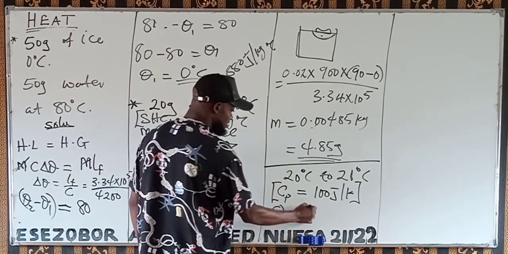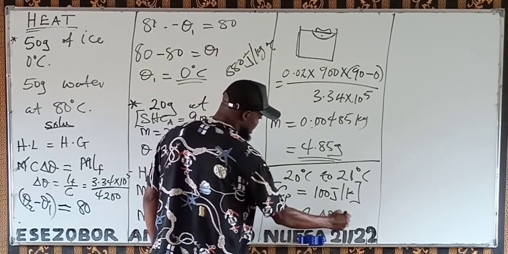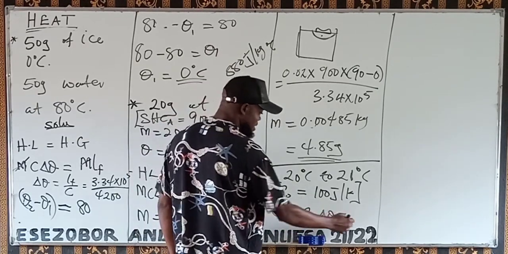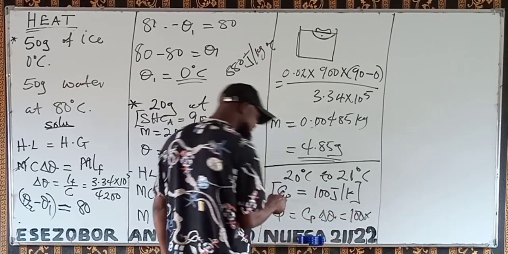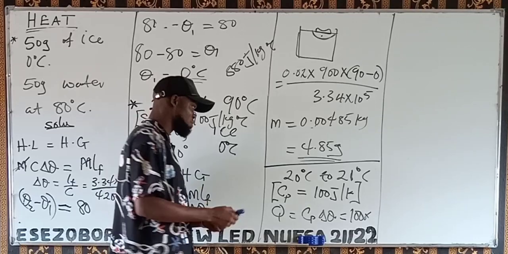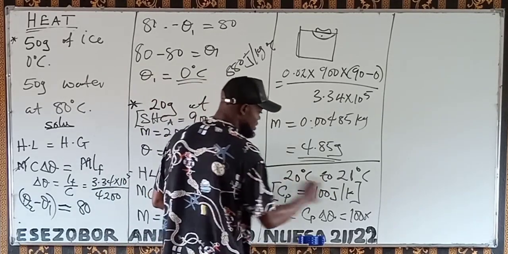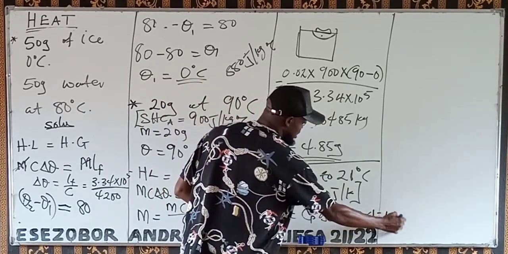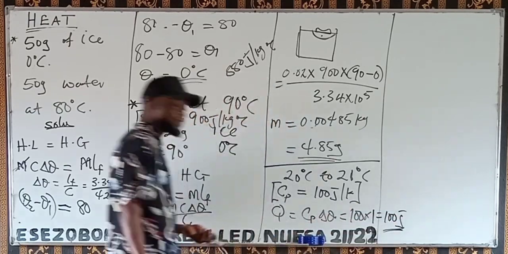Remember, Q is equal to what? Cp change in theta. Cp is 100. This one is heat capacity, not specific capacity. So heat capacity was given, mass was not given. The change in temperature is 21 minus 20, that's 1. That will be 100 joules.